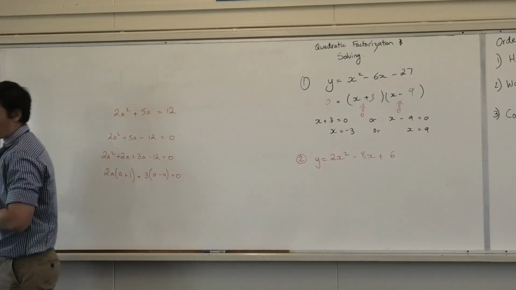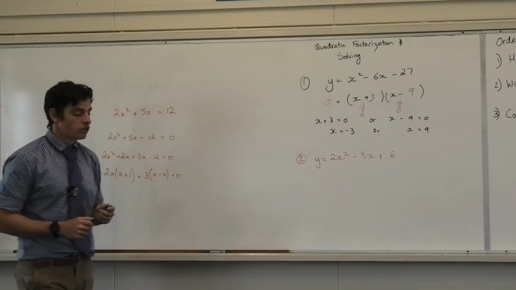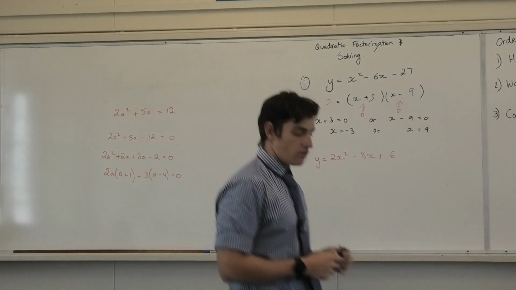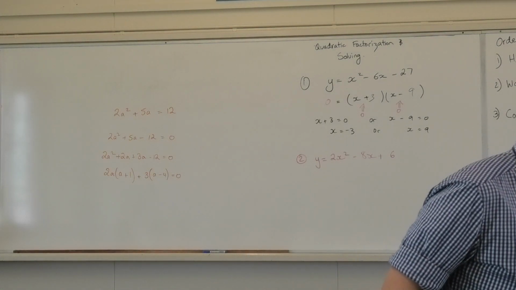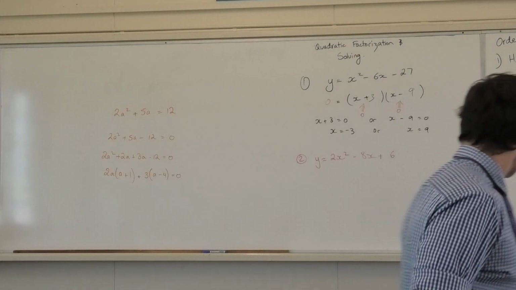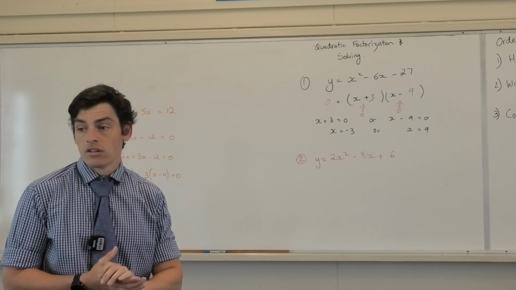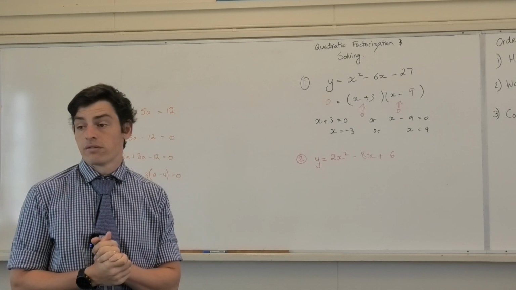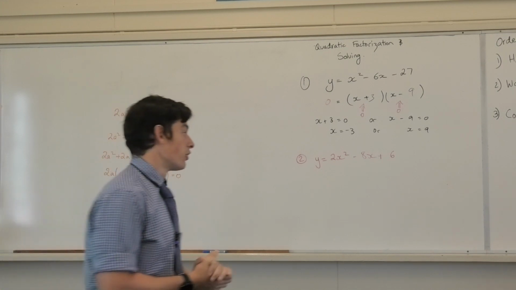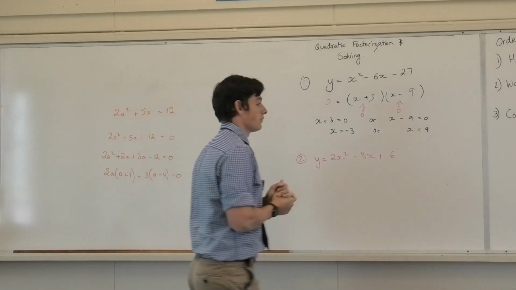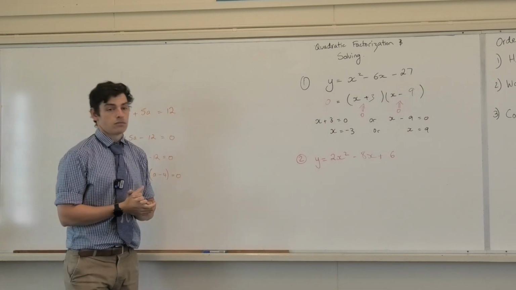Once we've done that, what do we see? When we G-solve, x equals negative 3 and x equals 9. Is that what we saw or not? Very good.